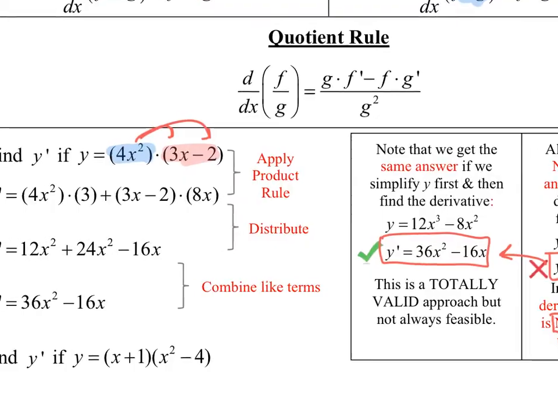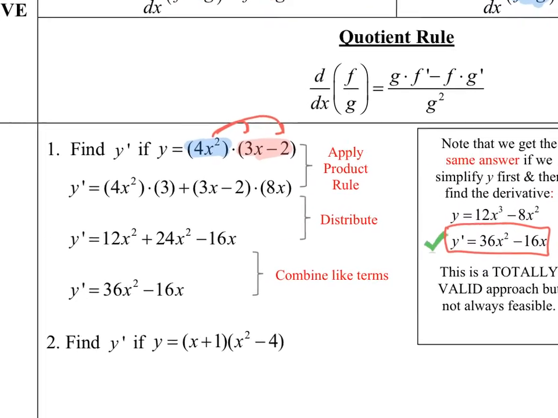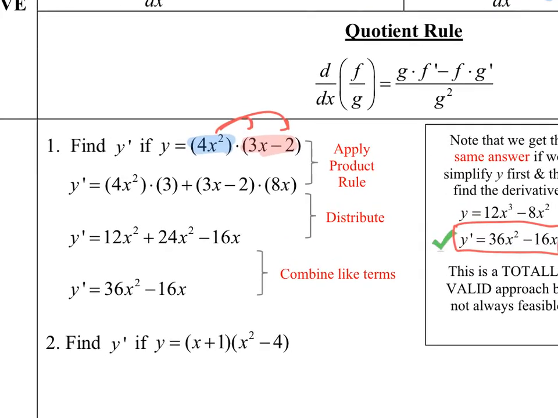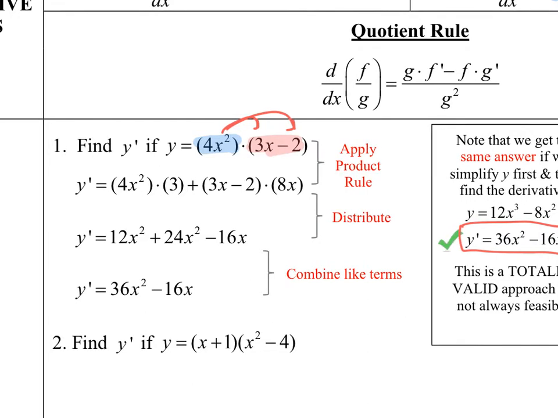So we already know the answer to that first example because we had done it in the box to the right. But let's see what it would look like with a product rule. So I'm going to treat the 4x squared as my first function, my f of x. So I could call this f of x. And the second function, the 3x minus 2, I will call that g of x.